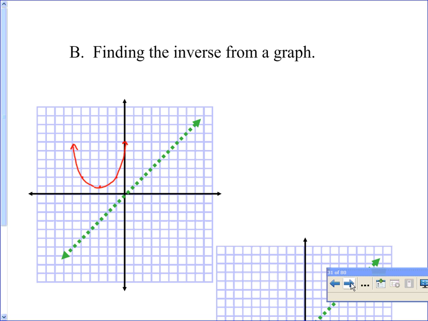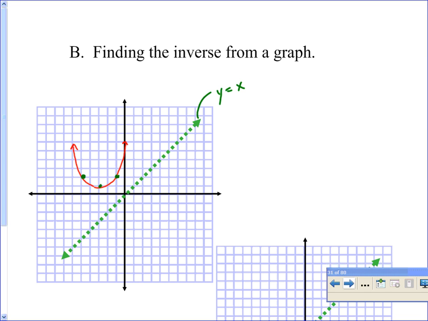Now let's say I would like you to find the inverse from this graph that we have here. On this graph, you notice I have graphed the line y equals x. So you know that the inverse is going to be the reflection across the line y equals x. You can also take the points here, find the coordinates of those points and plot the switched points, and then that's going to be your inverse.